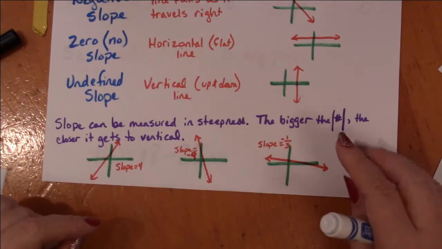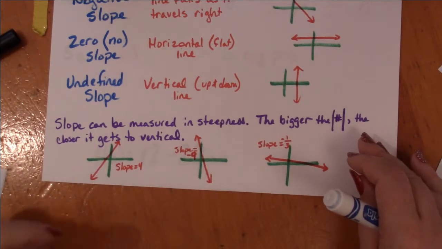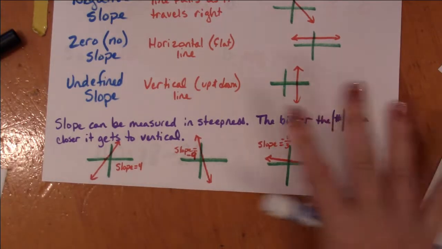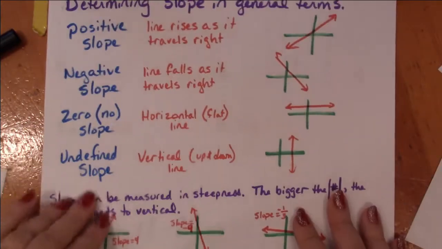So if you could do the check it outs numbers 3, 4, and 5 starting on page 315. Pause the video here, come back when you're done.